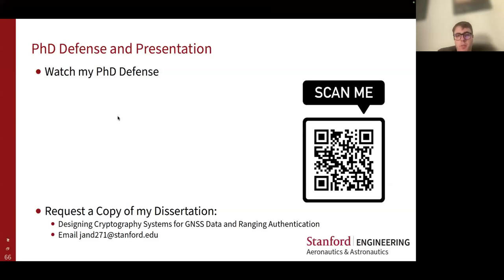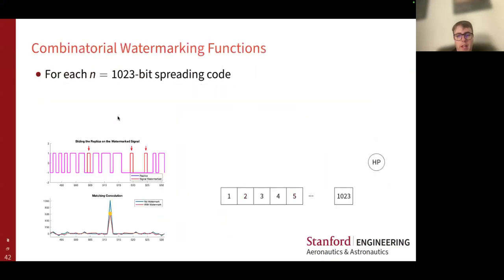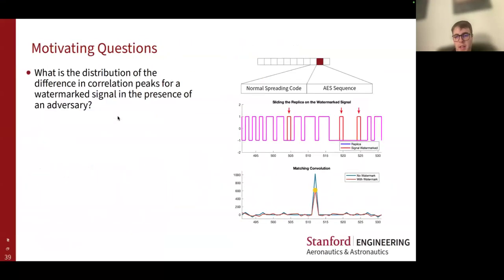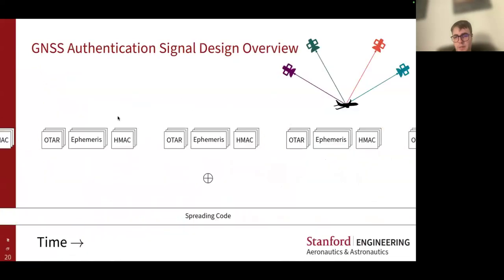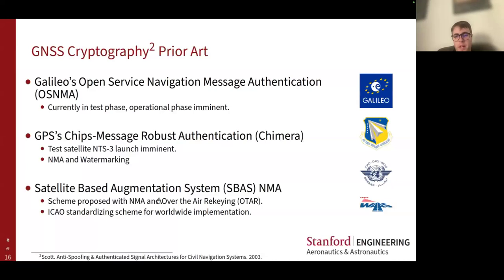currently, let me go to my prior work slide. Before I did all of this watermarking stuff, I assisted with the design of SBAS navigation message authentication. There's my little icon here. In that TESLA proposal, they're sending a key every 6 seconds. So that's where the 6-second watermark integration time came from.